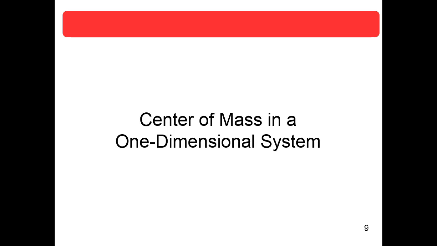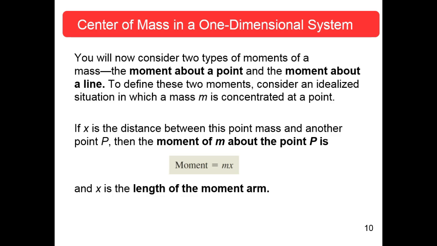Okay? Center of mass of a one-dimensional system. Now, this is where things start getting more engineering type, and physics too. The moment about a point is defined to be the mass of the thing at that point, times its distance from wherever your reference is, from that point. X is called the length of the moment arm. That's very much an engineering type term, moment arm. You'll probably run into this in statics and dynamics. So that's what we define as moment.